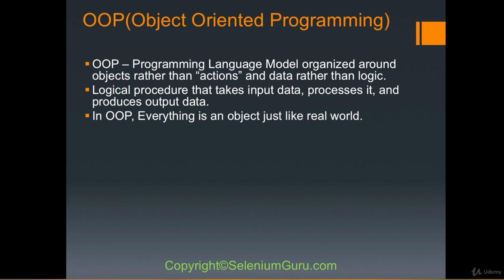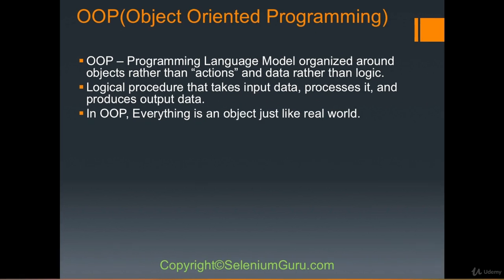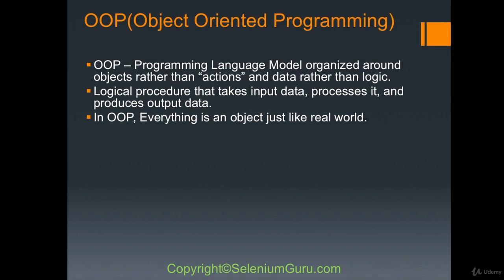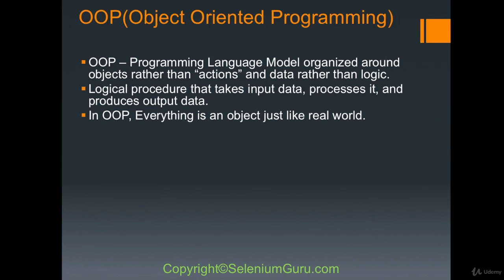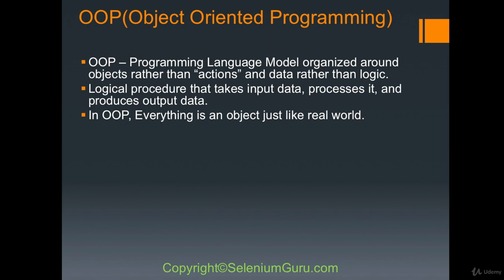Like I said before, scripting languages, or functional programming languages, are more focused on actions and logic. That logic means taking input data, processing it, and producing output data. However, an object-oriented programming language is more focused on objects. So let's say you create an object of a vehicle or automobile, and you can create millions of objects from that class. That's the advantage of object-oriented programming languages.